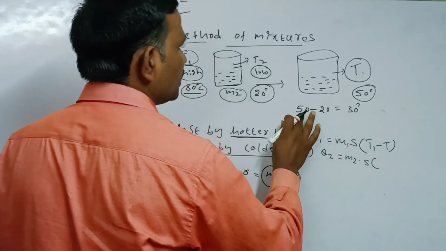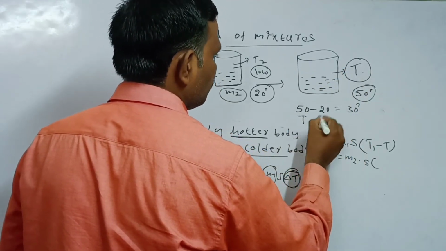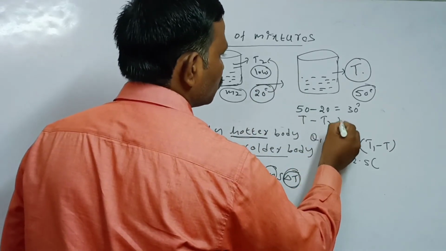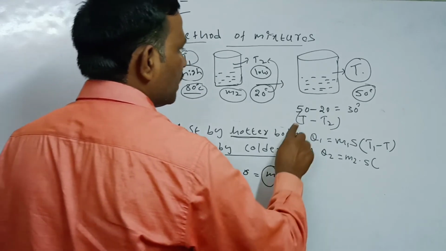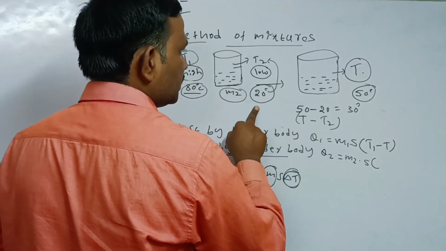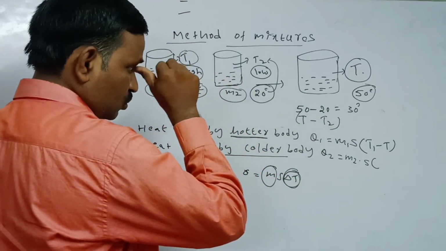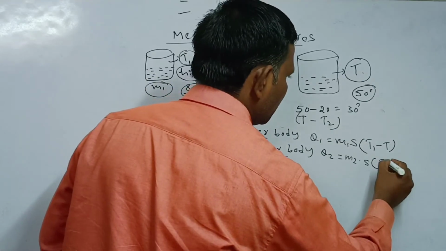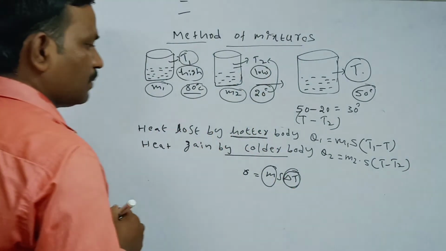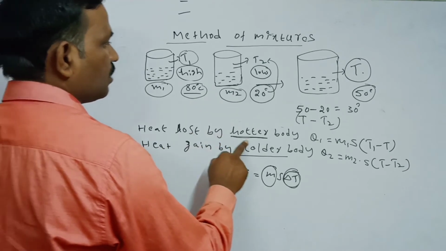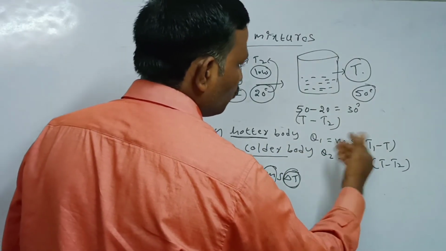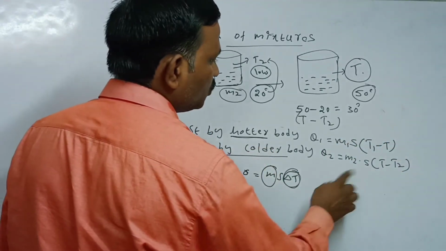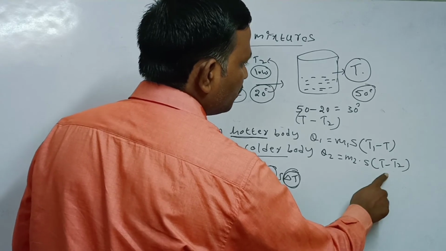30. So what is 50? Mixture temperature, T. Minus what is 20? Colder body temperature, T2. So we can get the change in temperature by subtracting the colder body temperature from the mixture temperature. So the change in temperature is T minus T2. Then write here, T minus T2 is the change in temperature. So heat lost by the hotter body is Q1 equal to M1 S (T1 minus T), and the heat gained by the colder body Q2 is equal to M2 into S (T minus T2).